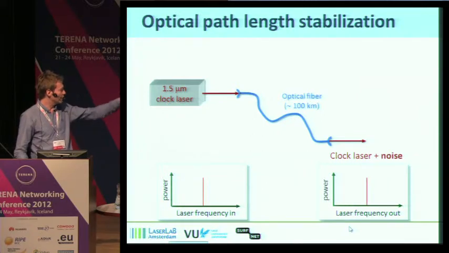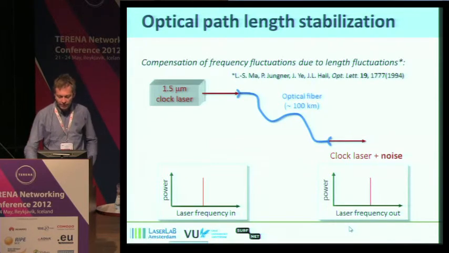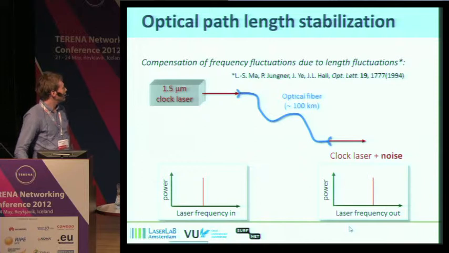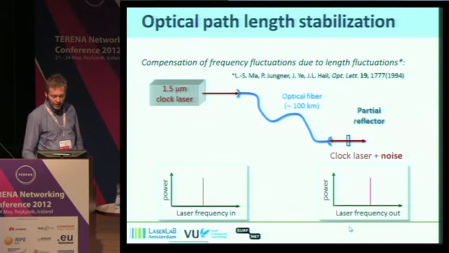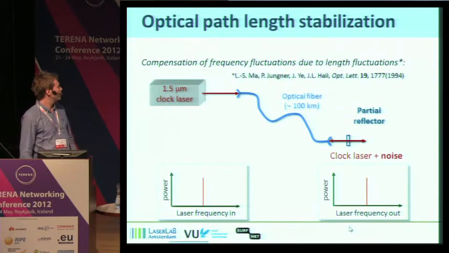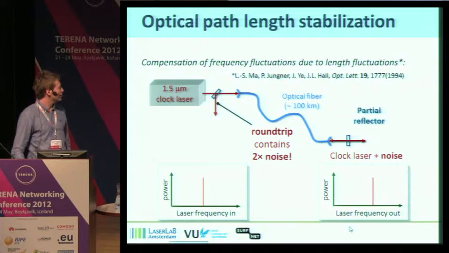So the laser is jittering as it comes out of the fiber. Now, there's a trick that was developed in the group of Jan Hall, who was the 2005 Nobel Prize winner. Actually, he was one of the co-inventors of the frequency comb. And what they realized is that if you place a mirror at the end of the fiber that sends part of the light back through the fiber, then what comes back at the entrance contains 2 times the noise.